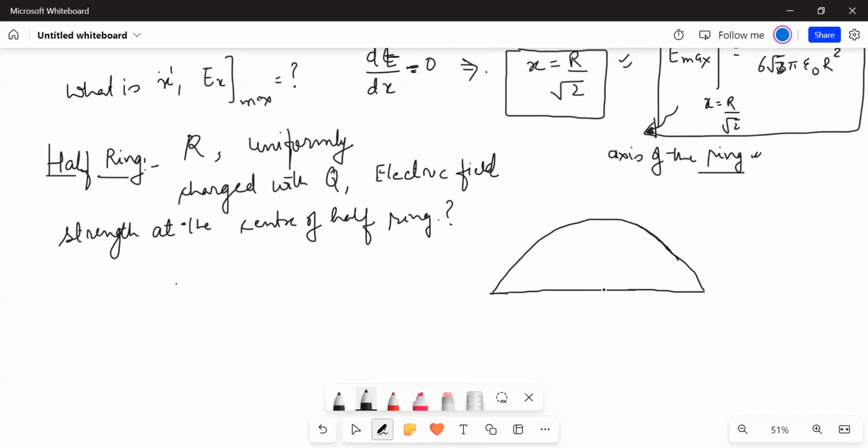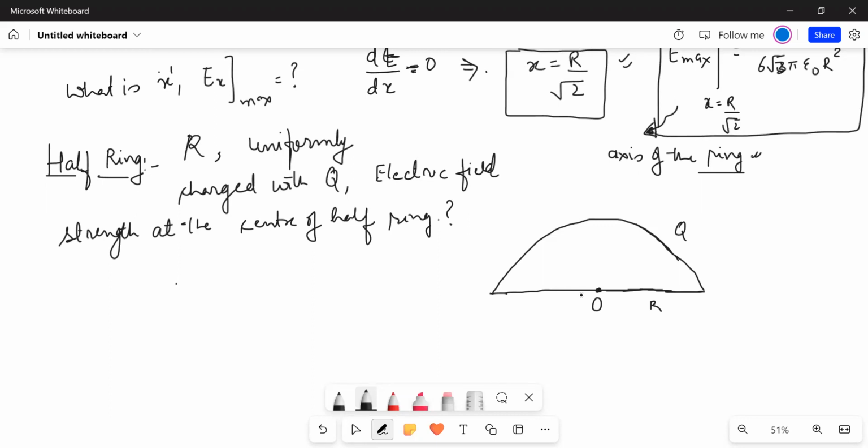Okay, so this is a semicircle, and we want to find the electric field at the exact center, at this particular point, given that the radius is capital R and the total charge is capital Q. So let us say this ring is uniformly charged, the total charge is capital Q, the radius is R, and we want to find the electric field.